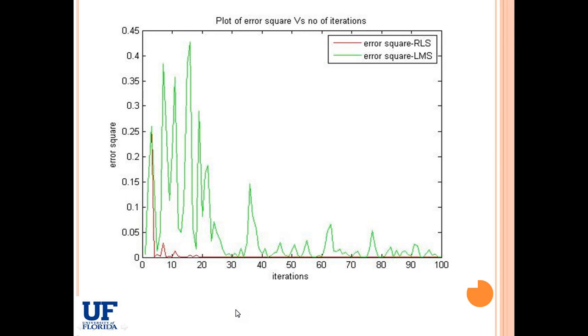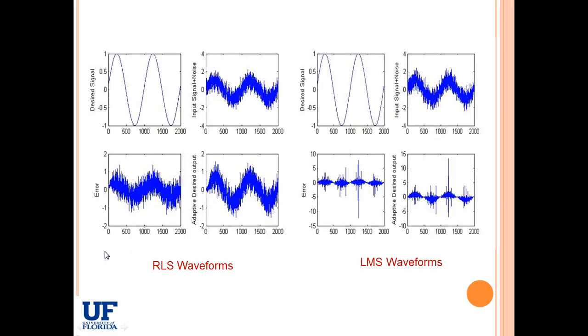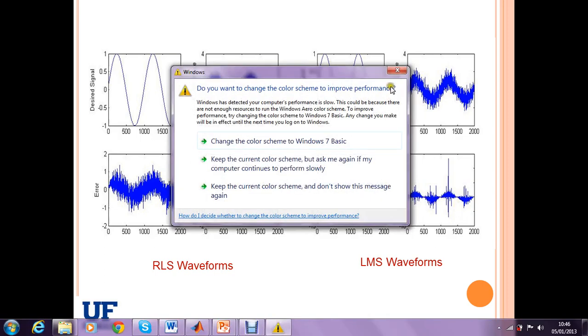It will show you that the recursive least squares performs far better than the least mean squares. Also, I went on to show the waveforms of the recursive least squares and the least mean squares. You realize that with this being the input signal plus noise, considering the error, the adaptive desired output is much closer to the desired signal. However, with the same desired signal, you realize that the adaptive desired output is not as close.